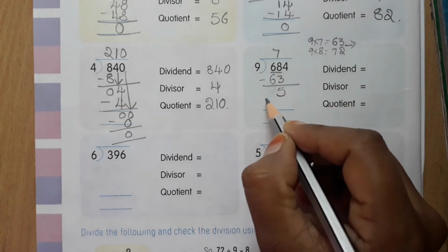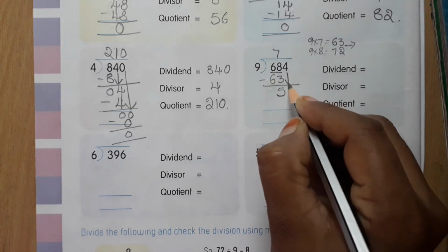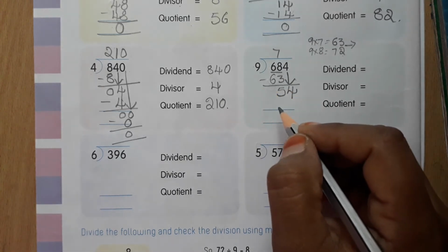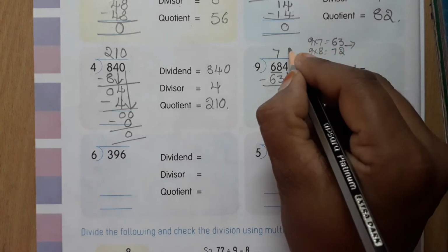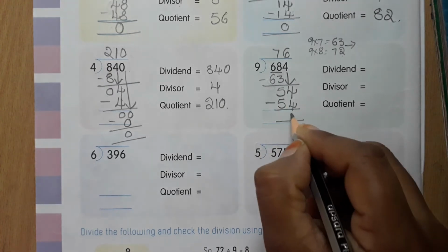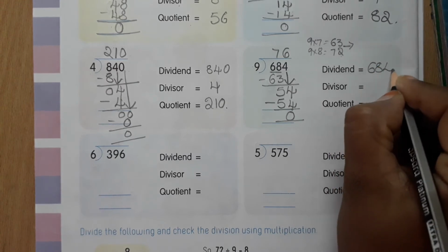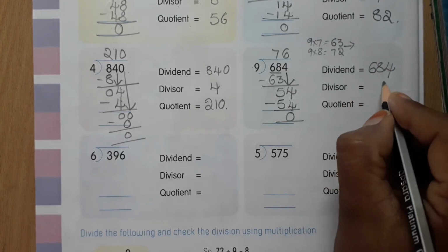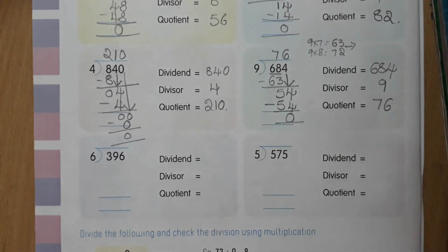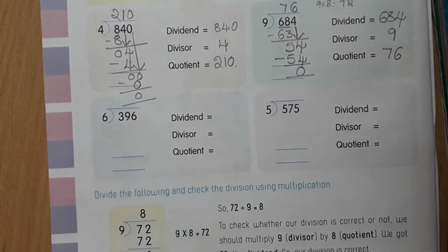6 minus 6, 0. Now 5 divided by 9, is it possible? No. So write down the next place digit, 4. 54. In 9 table, 54 how many times? Very good. 9 6s are 54. 54 minus 54, 0. So what is the dividend here? 684. What is the divisor? 9. And what is the quotient? 76. Now the remaining two. 396 divided by 6.